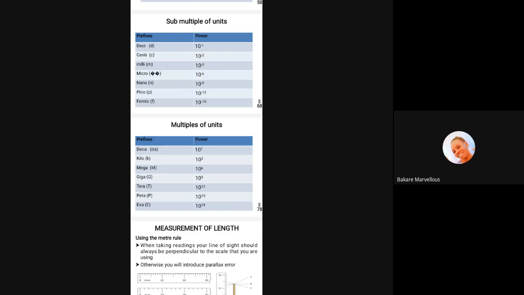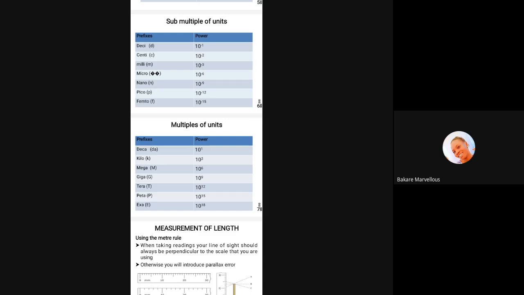Multiples of units, prefix and power. Deca, 10 raised to power 1. Kilo, 10 raised to power 3. Mega, 10 raised to power 6. Giga, 10 raised to power 9. Tera, 10 raised to power 12. Peta, 10 raised to power 15. Exa, 10 raised to power 18.